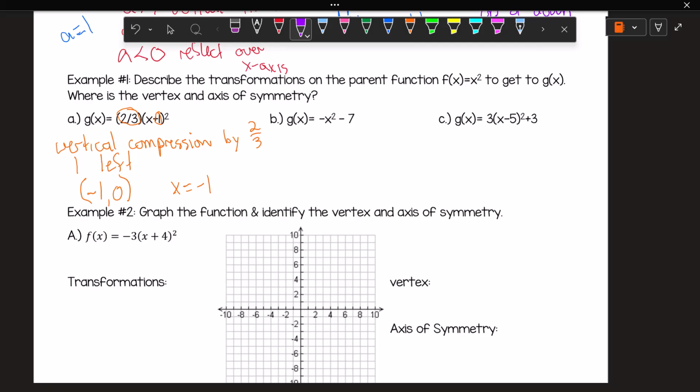Move on to b. G of x equals -x squared minus 7. So we got the minus to deal with and the minus 7. So the negative means we have a reflection over the x-axis, meaning it flipped upside down. And that minus 7 at the end means down 7.